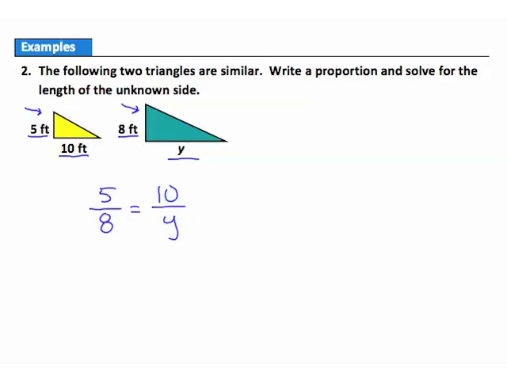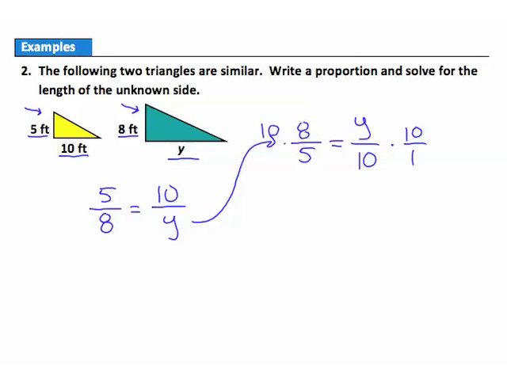Now all I have to do is solve this proportion for y. And remember, the first thing that we do is we need to get y in the numerator of this ratio on the right side. So we're going to flip both sides. So I would say 8 over 5 is equal to y over 10. Now we're trying to get y all alone. So we want to undo this division by 10, so I'm going to multiply this side by 10 over 1. Whatever I do to the right side of this equation, I've got to do the same thing to the other.